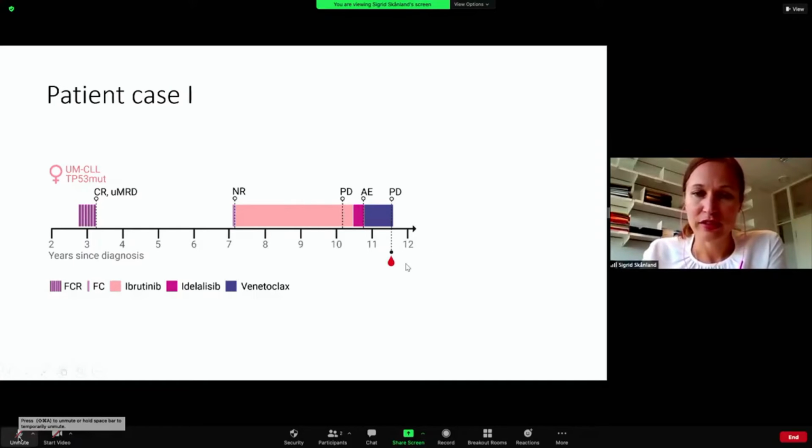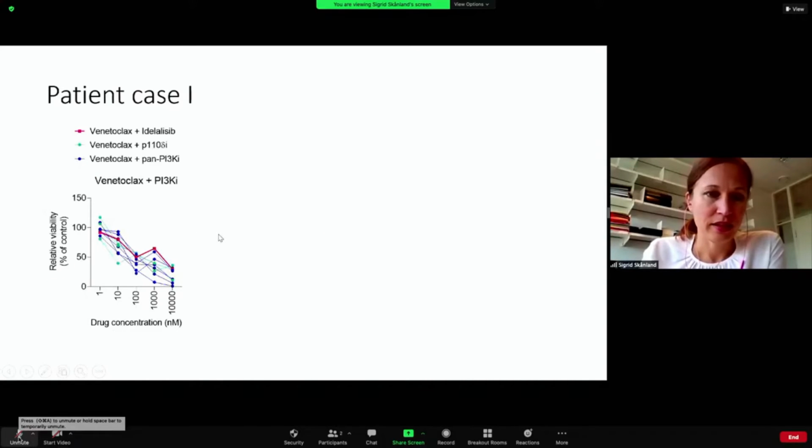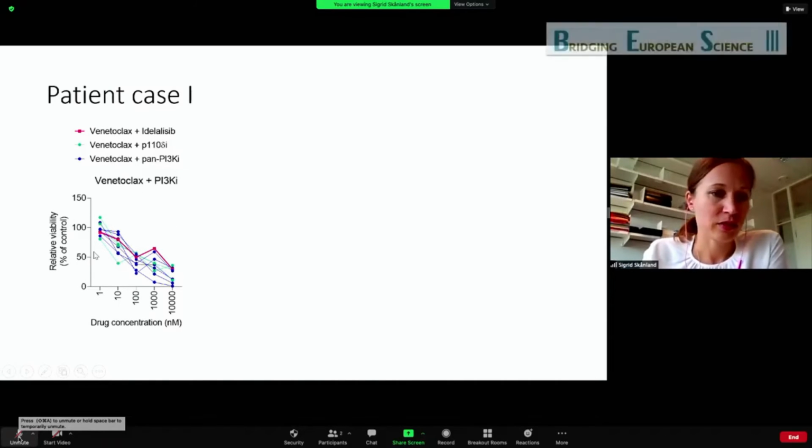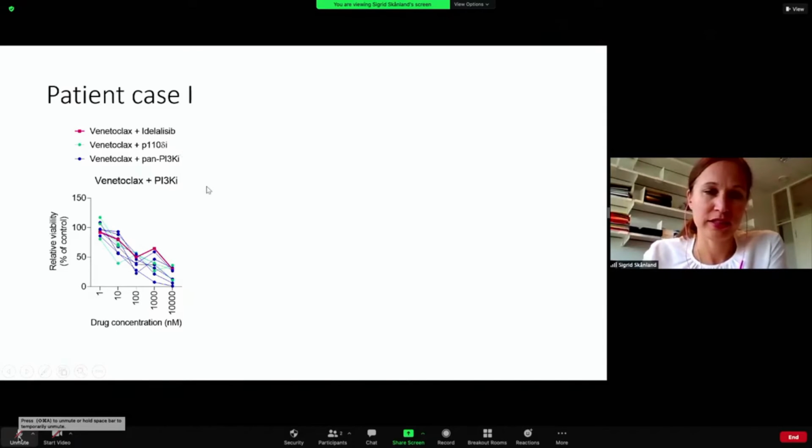So then, in collaboration with the treating physician, we took a blood sample and we performed a drug sensitivity screen on her cells. And then what we found was that the cells were still responding to a combination of venetoclax and a PI3 kinase inhibitor. So in this graph, we show the cell viability on the y-axis and the increasing drug concentration on the x-axis. So you see that the different treatments are killing the cells in a concentration-dependent manner. And since venetoclax and idelalisib are treatments that are available in Norway, it was decided to give her this as a therapy.